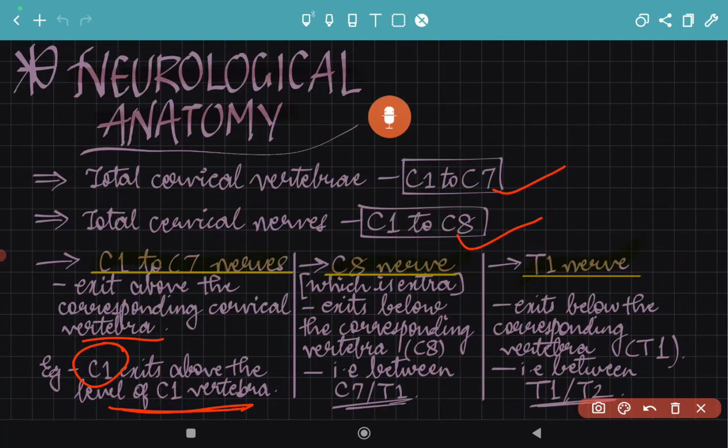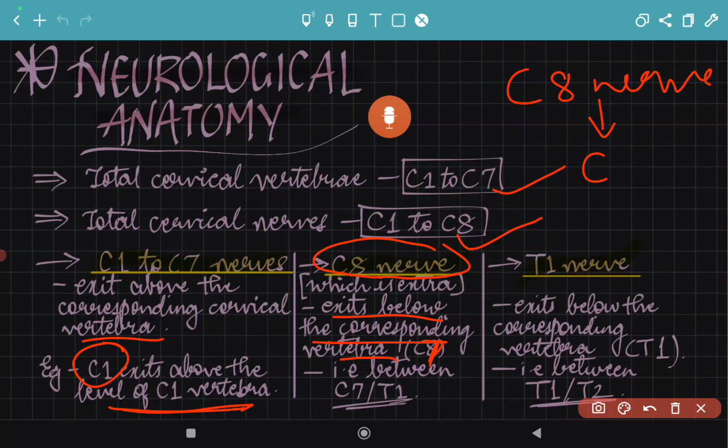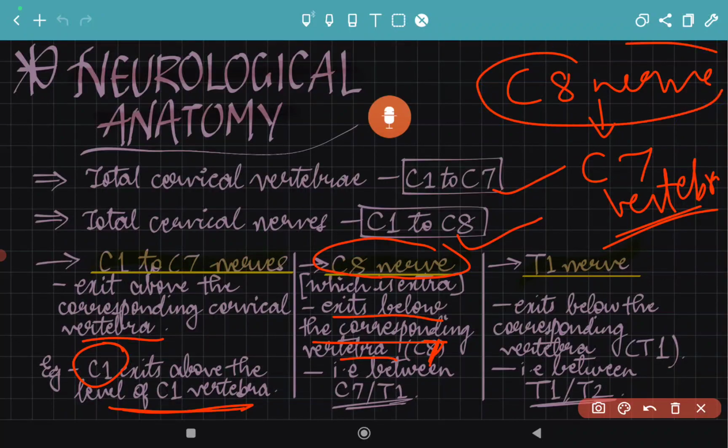Now if, for example, we consider the C8 nerve, which is extra, that will exit below the corresponding vertebra, that is below the C7 vertebra, because there are only 7 cervical vertebrae. So the C8 spinal nerve will exit below the C7 vertebra. That means this C8 nerve will be present between C7 and T1. So this is important to remember: C8 will be present between C7 and T1.